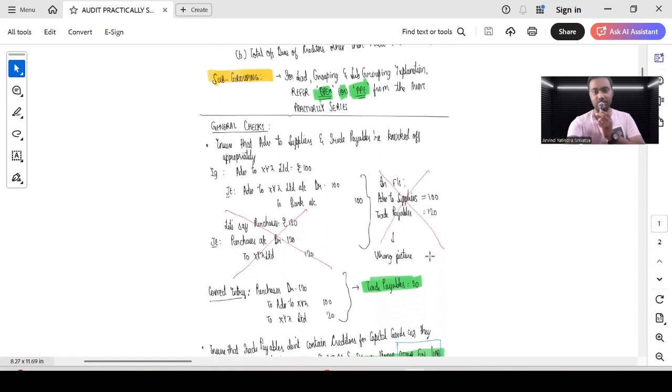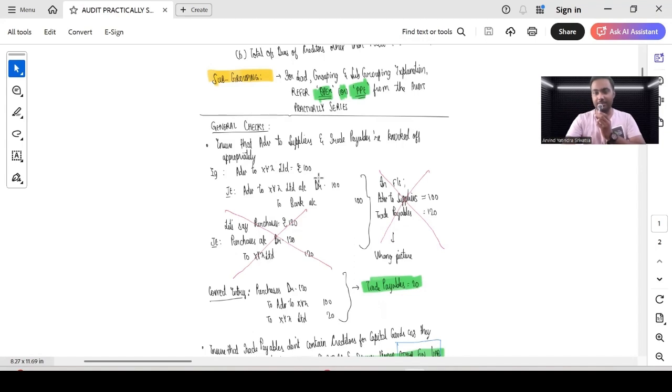What we basically need to check is to ensure that advance to suppliers and trade payables are knocked off appropriately. Guys, if you've already seen my PPE video, there was a similar concept for capital advance and capital creditors, but nevertheless, I will explain this again. Let's say we give an advance of rupees 100 to XYZ Limited. The entry that we'll be passing in our books is advance to XYZ Limited debit to the extent of 100 to bank account to the extent of 100. Perfect. Let's say we purchase subsequently to the extent of 120. We will pass the entry purchase account debit 120 to XYZ Limited 120.